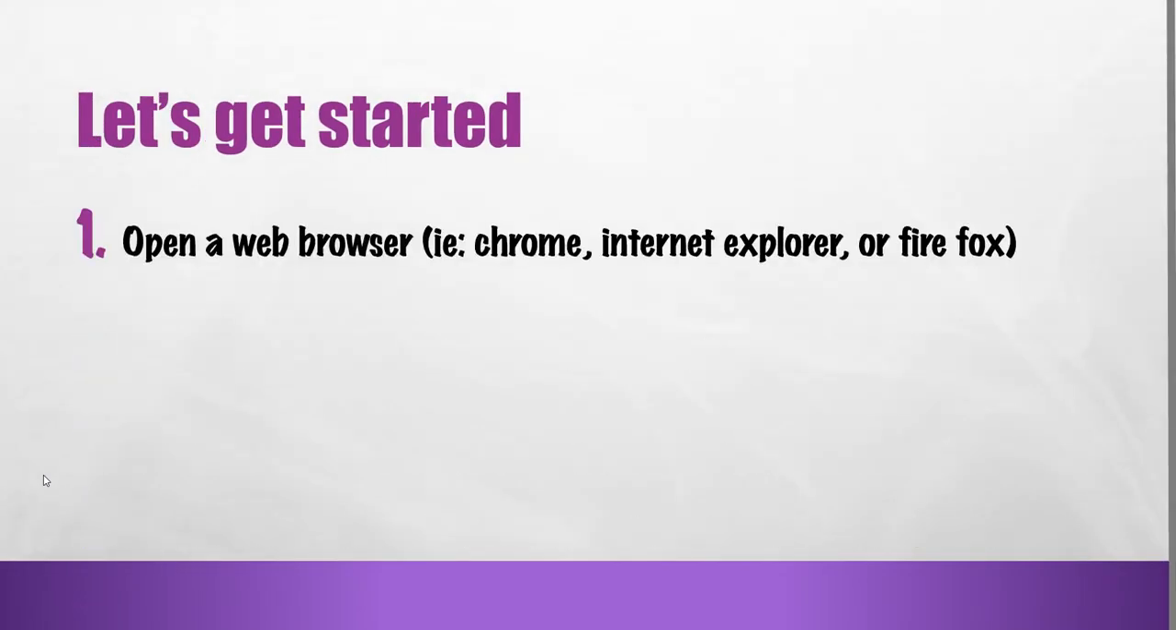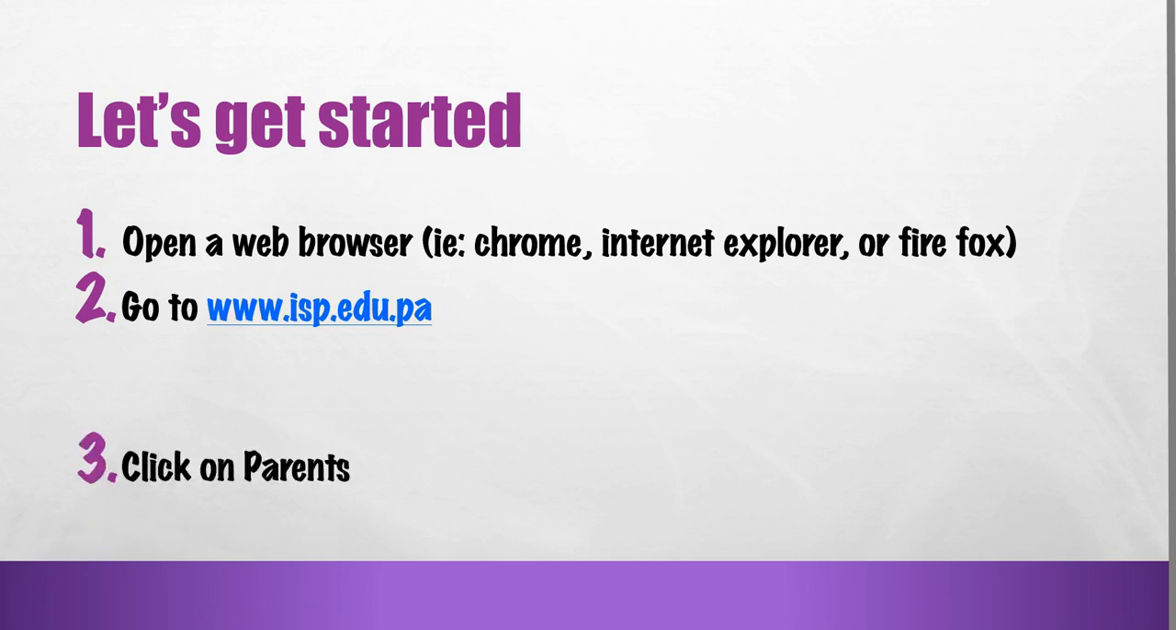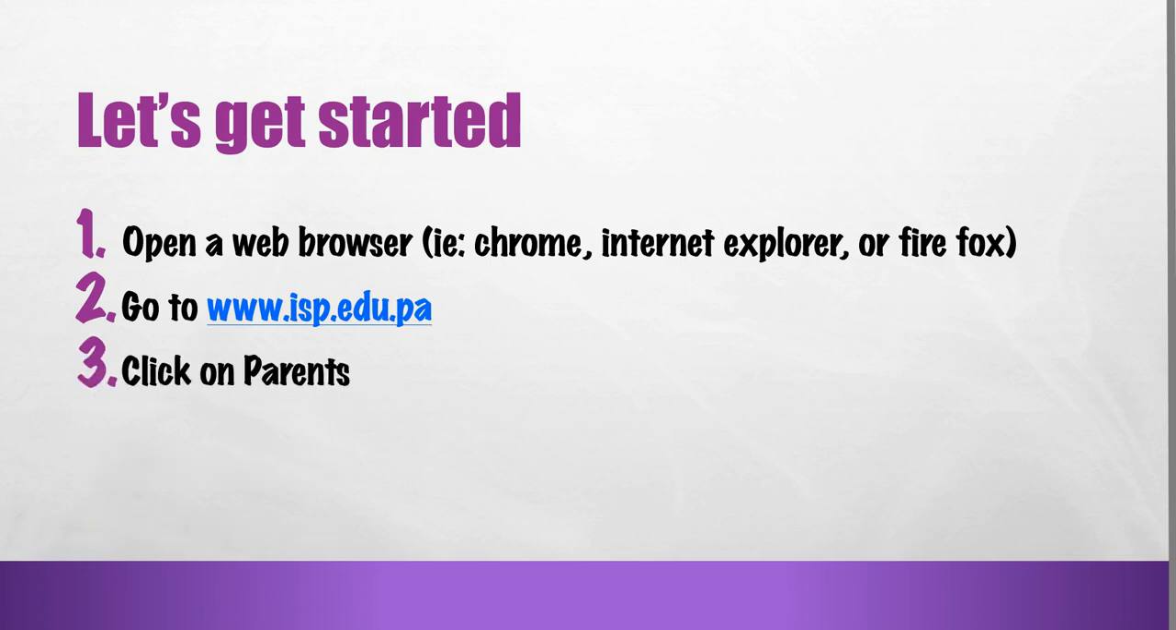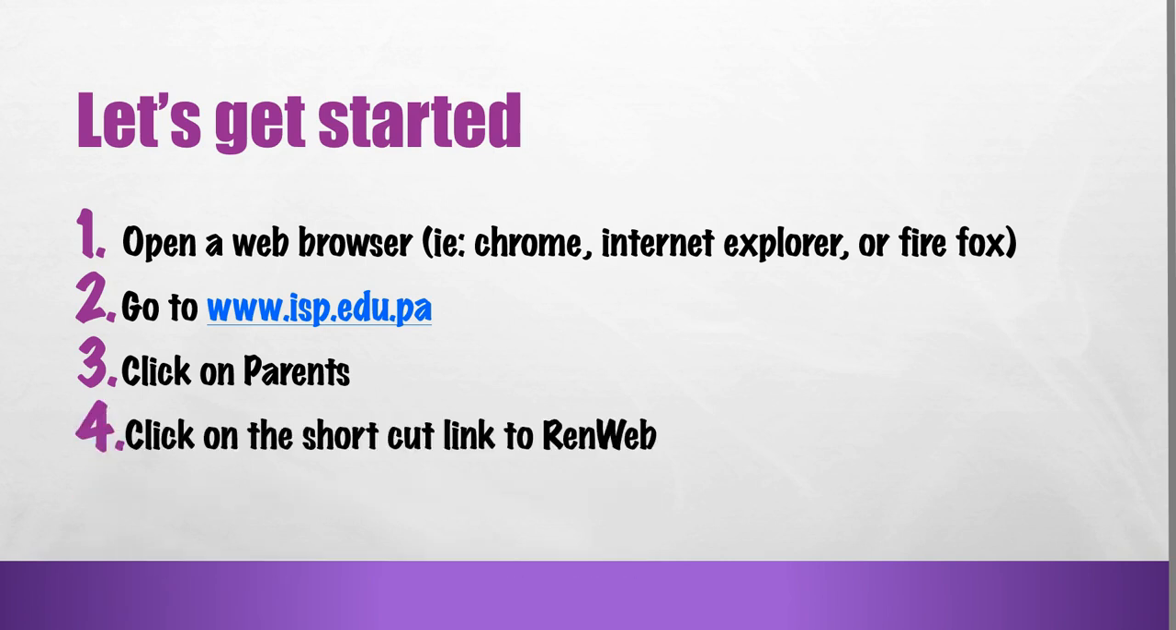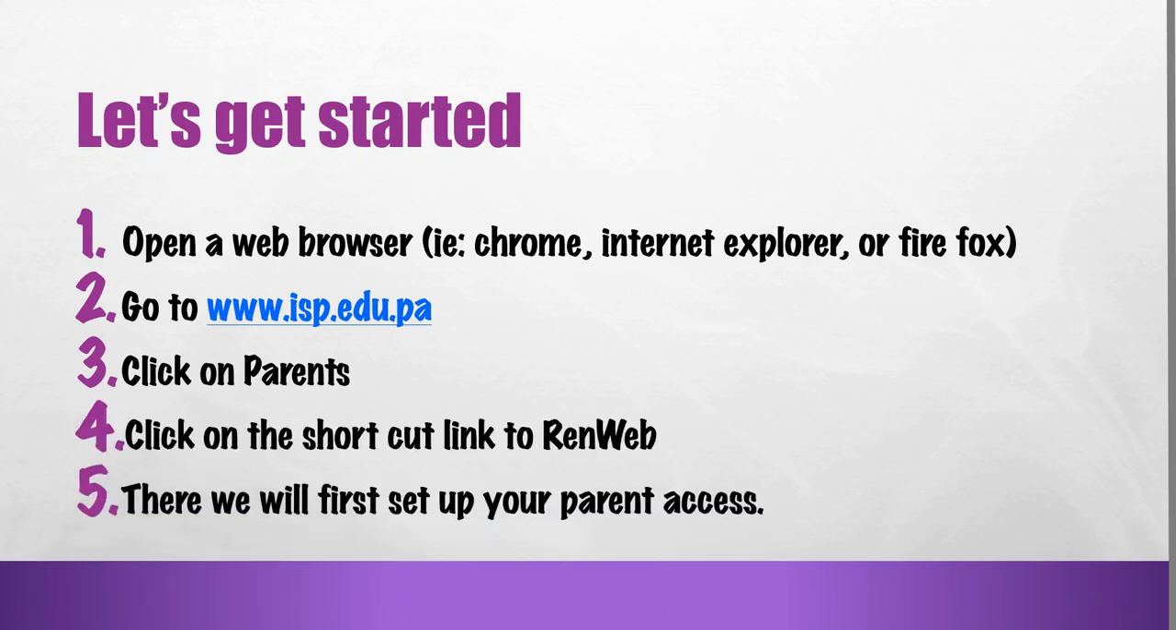We're first going to open up a web browser, and that can be Chrome, Internet Explorer, or Firefox. It does work best with Internet Explorer, and it does work on Mac as well as PCs. You can go to the website of isp.edu.pa, and we're going to use the quick link for parents and click into RenWeb. But first, when we get there, we'll need to set up your parent access. So I'll demonstrate for you how to set up your parent access, and then we'll go into the ParentsWeb.